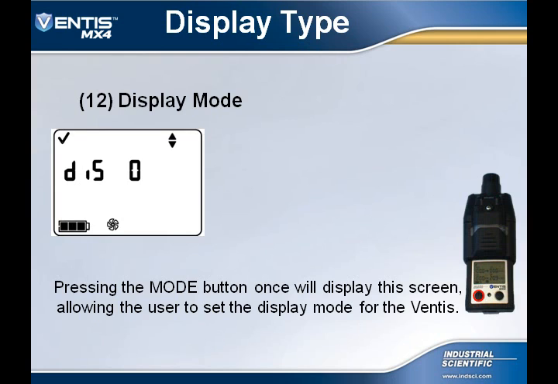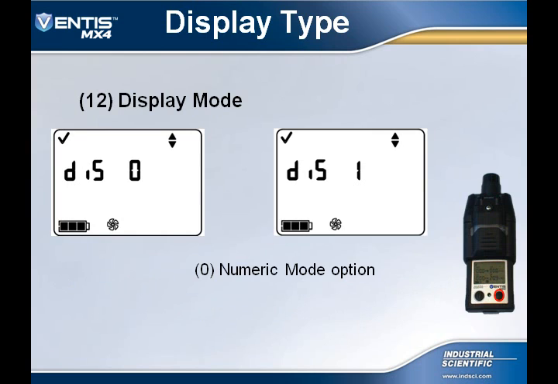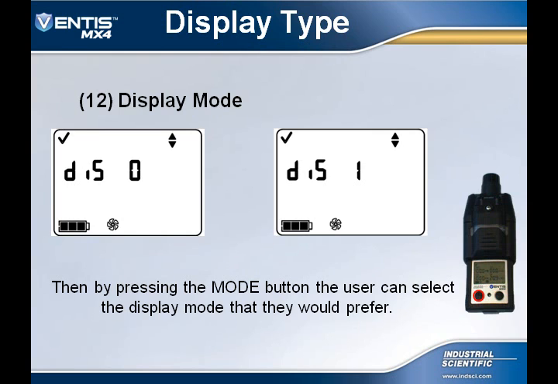This is the Display Set screen. This allows the user to set the display type they would like for the Ventis MX4. Pressing the Enter button will allow the user to toggle between DIS-0 and DIS-1. DIS-0 is to set your instrument's display to read numeric. DIS-1 is to set your instrument to display in text. Pressing the Mode button will select which display the user prefers.